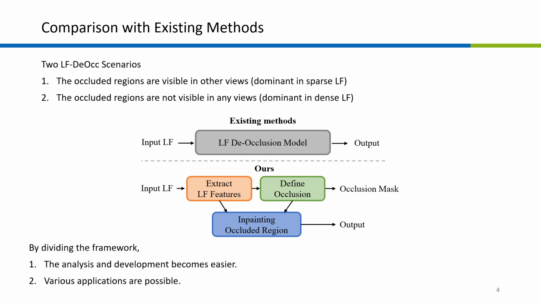There are two scenarios to fill the occluded regions. If the occluded regions are visible in other views, information from the light field should be used. If not, the context information should be used. Since both scenarios require different solutions, we explicitly divide the model and connect them. By dividing the model into specialized parts, development and analysis become easier and additional applications become possible.